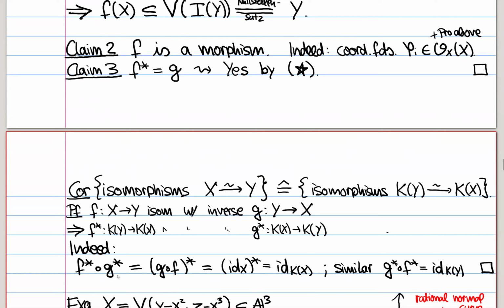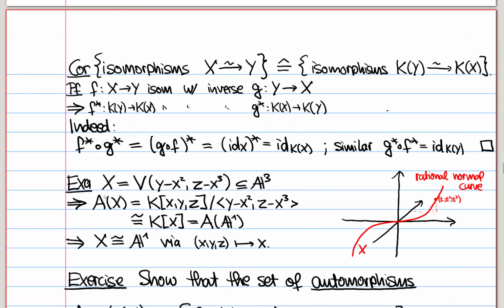To have a concrete example here, we can look at a slightly complicated affine variety given by the vanishing locus of y minus x squared and z minus x to the 3 inside A3. This turns out to be a curve like this, and this is called the rational normal curve in this case. And a priori, this looks very complicated: three coordinates described by two equations. But if you look at the coordinate ring, it's the quotient of the polynomial ring by these two defining equations, because you can check indeed that this is the radical ideal. So this is indeed the ideal of X.